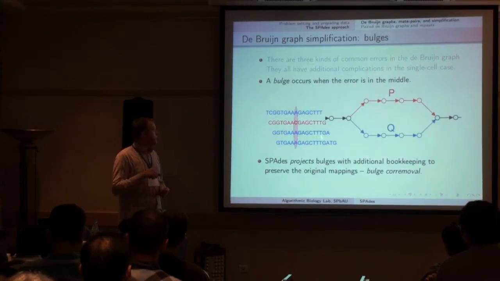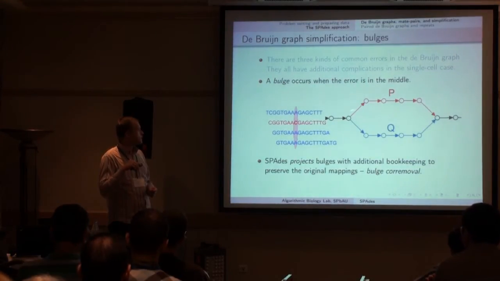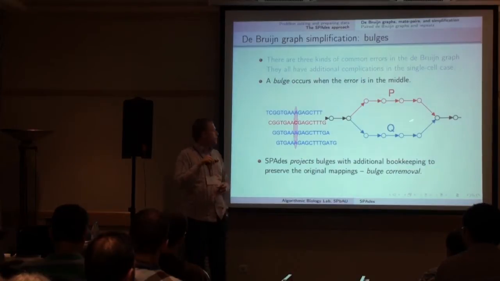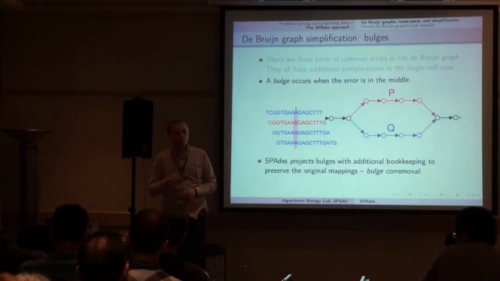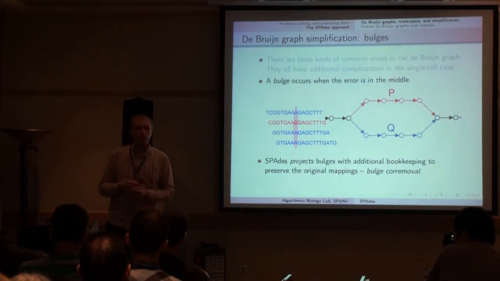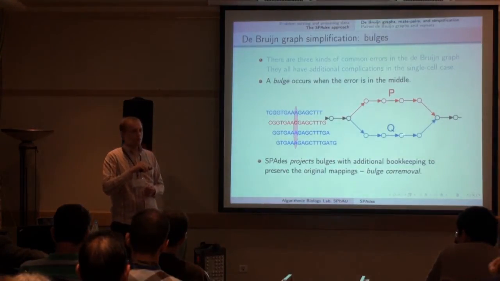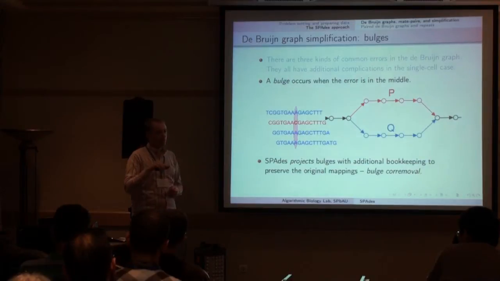Okay, the second one is a bulge. The bulge results when you have an error in the middle of a read. So you have a k-mer on the left and a k-mer on the right, and the wrong path starts from the right path somewhere and then comes back into it. So again, what every assembler does is it projects the wrong path onto the correct path. But again, in single cell assembly, we cannot just remove P, maybe increment the coverage of Q by 1 and be done. We have to remember what was here because it may be useful for repeat resolution later on.